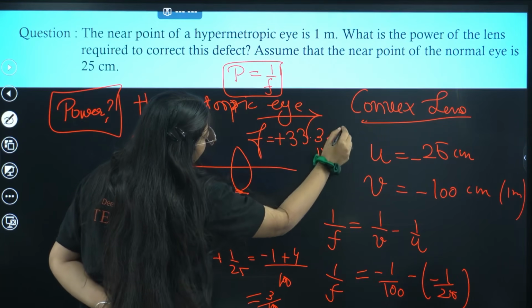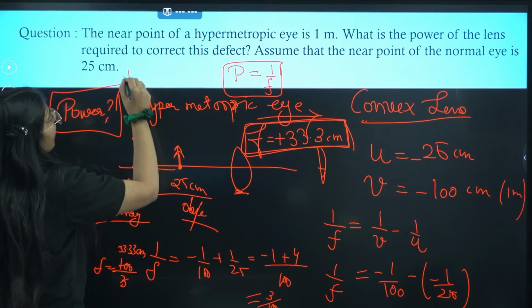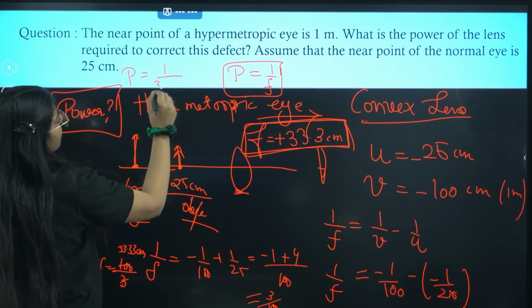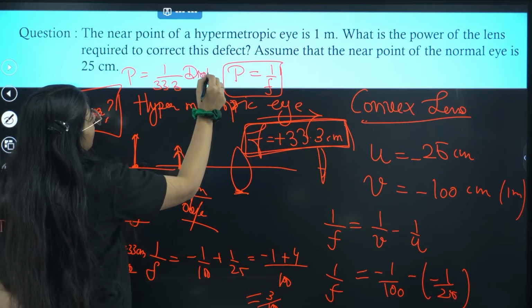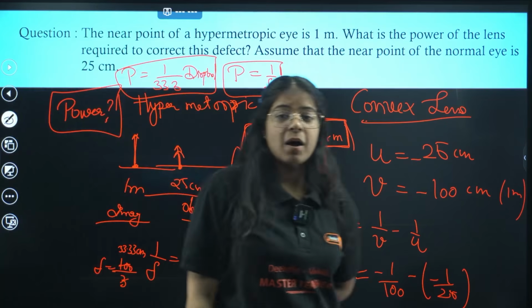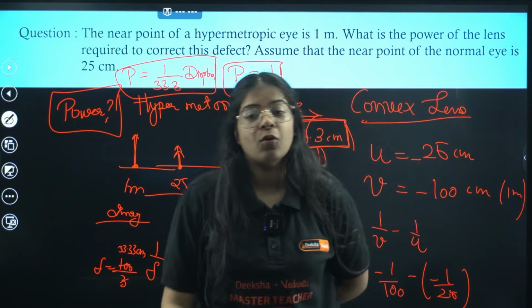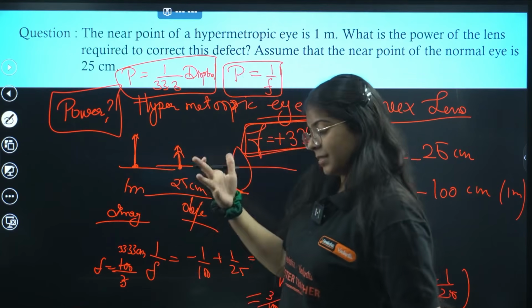So our focal length comes out to be plus 33.3 centimeter. That means that for power I need 1 by 33.3 diopter, correct? This is the answer for our power. We have found the value of power that was asked from us.